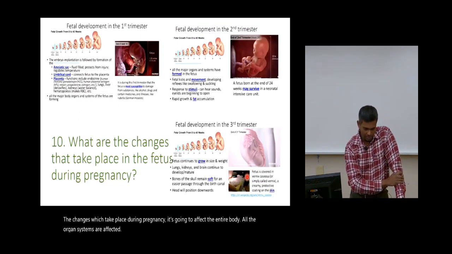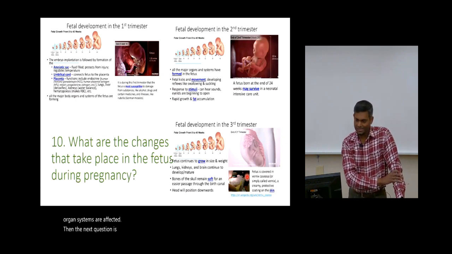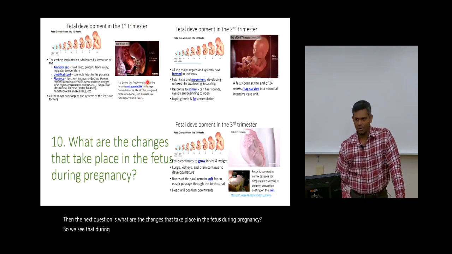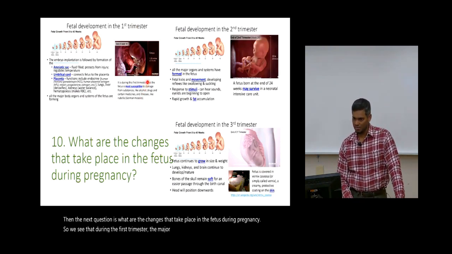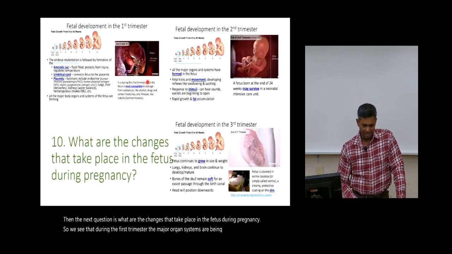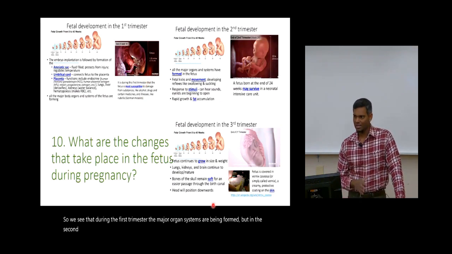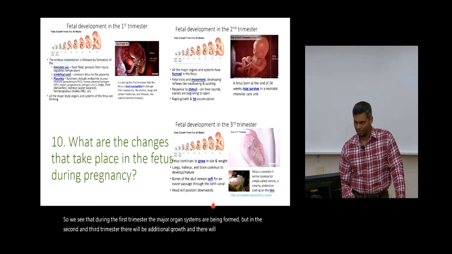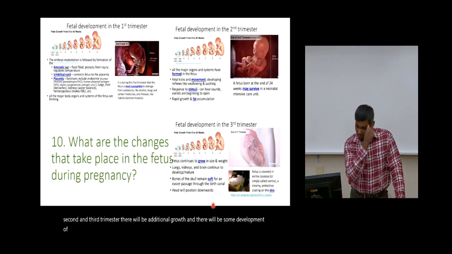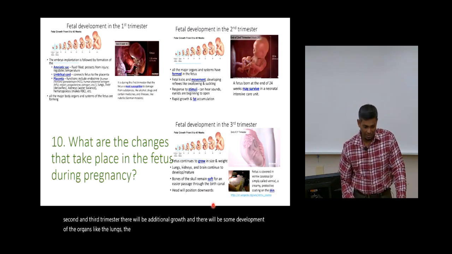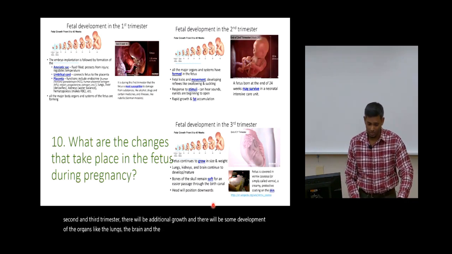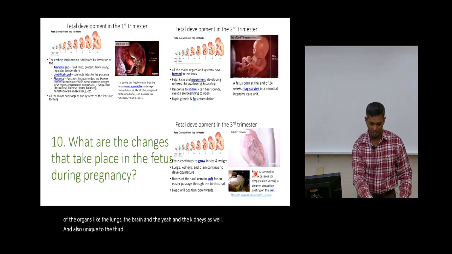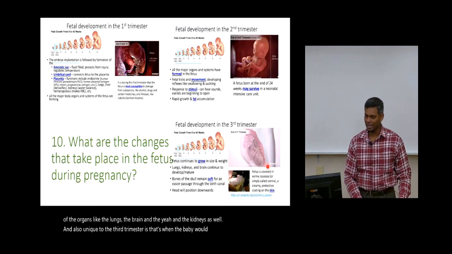And then the next question is, what are the changes that take place in the fetus during pregnancy? So we see that during the first trimester the major organ systems are being formed, but in the second and third trimester there will be additional growth, and there will be some development of organs like the lungs, the brain, and the kidneys as well. And also unique to the third trimester is that's when the baby will be positioned with the head downward.